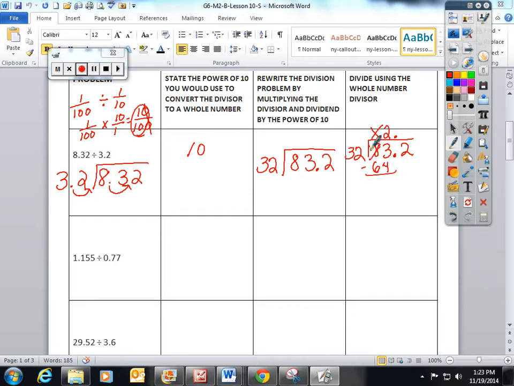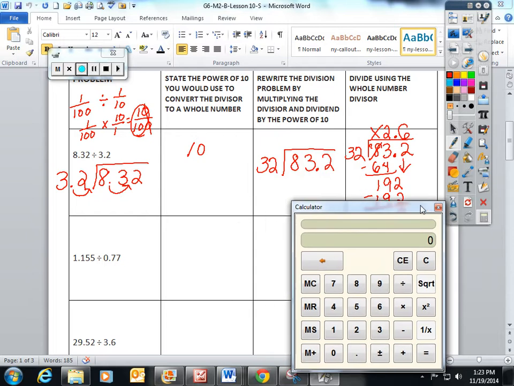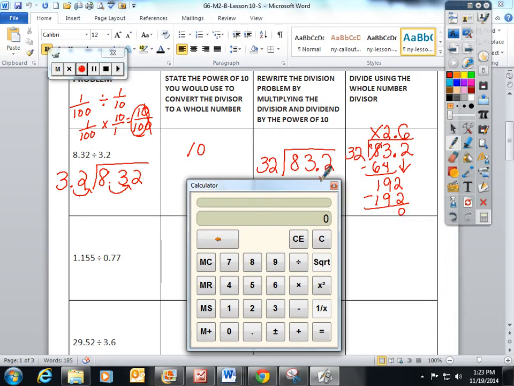There is a remainder here of 19, and then I'm going to drop my 2 down. 32 fits into 192 6 times. So the answer to this problem, or the quotient, is 2.6. I would encourage students to use their calculator or figure it out mathematically, taking their quotient and multiplying it by their divisor to make sure they get the dividend. So 3.2 times 2.6 equals 8.32, which is the dividend we started with.